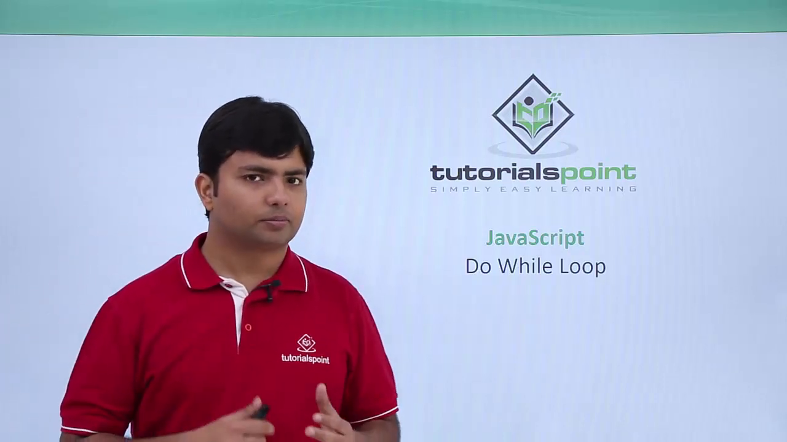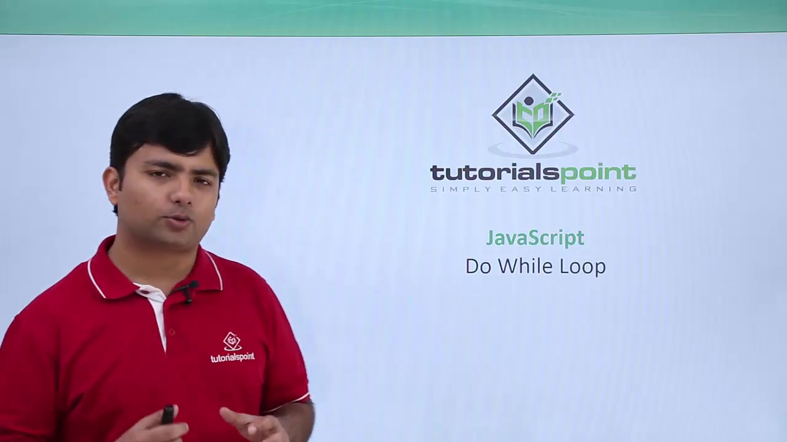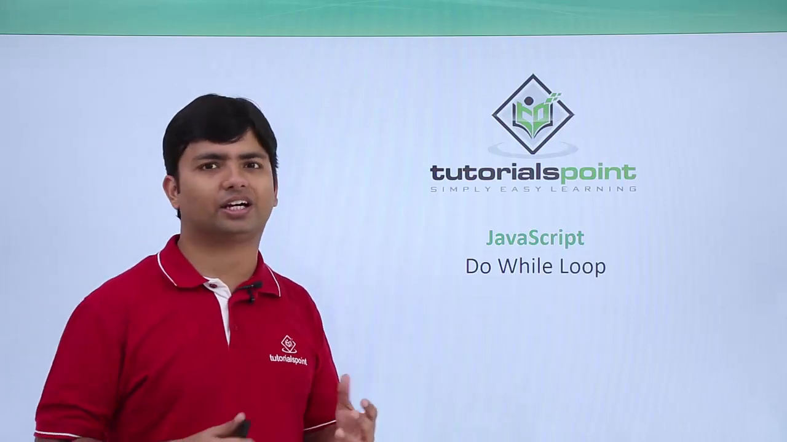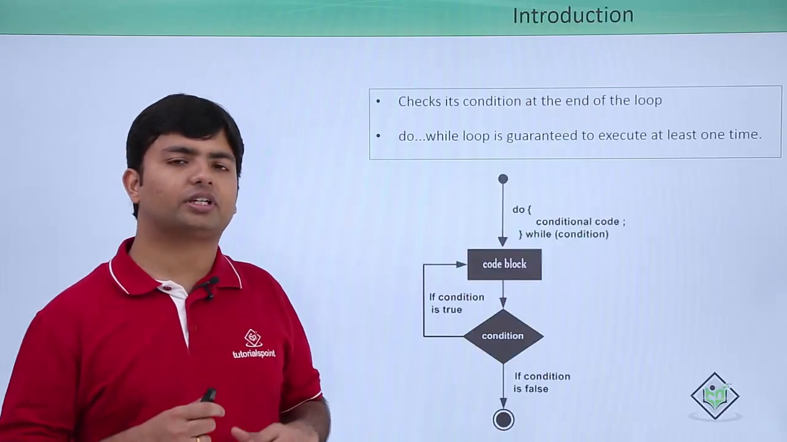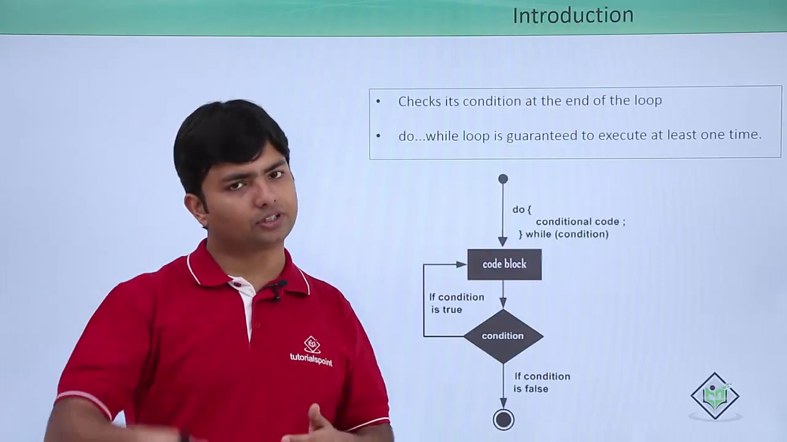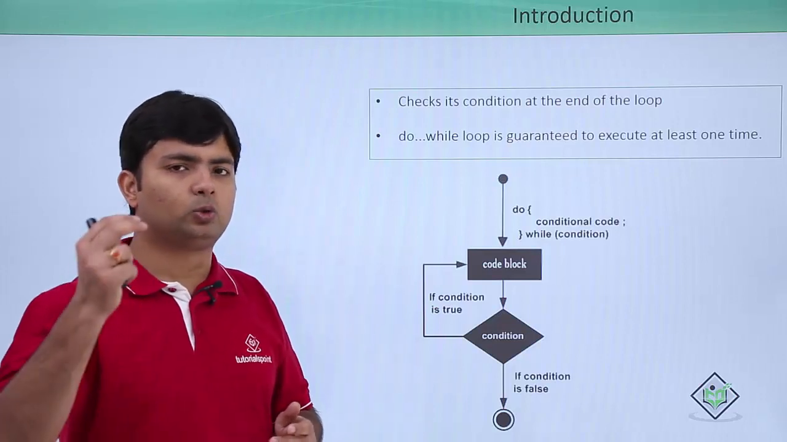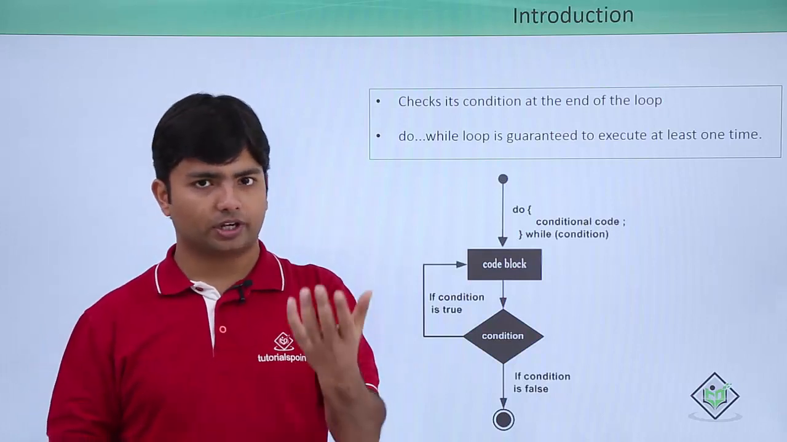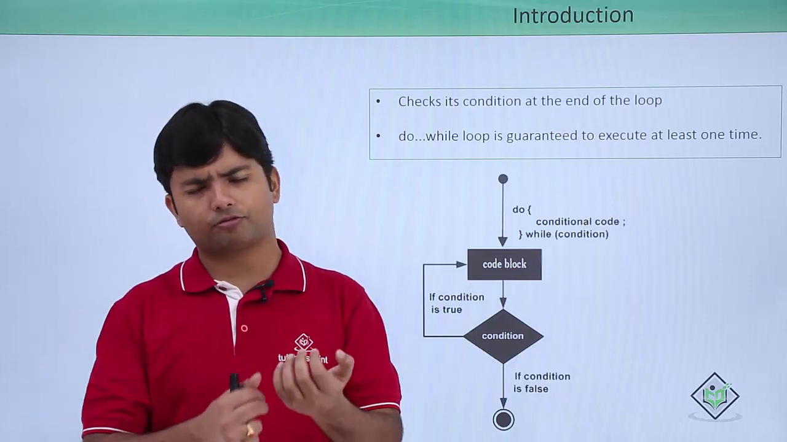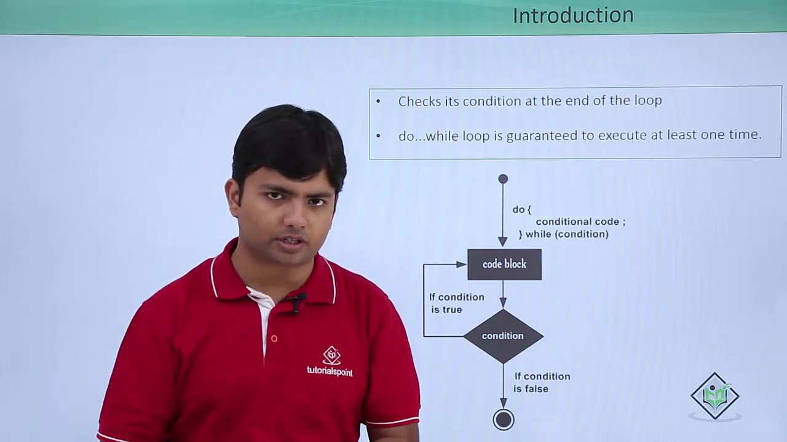Now, let's begin with the do while loop. The do while loop is actually different from any other loop we have learned. It checks the condition after the loop execution. That means the loop will get executed at least once, and after that one execution, it will check the condition. If it is true, it will execute again, otherwise it will get terminated.